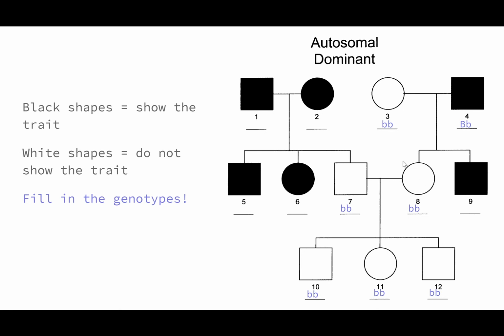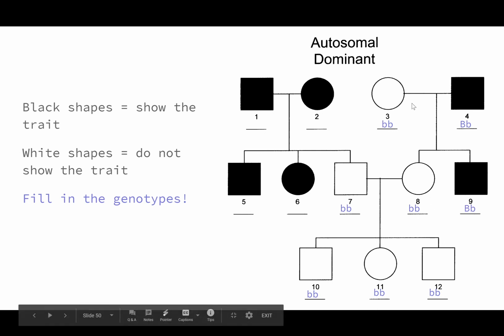Okay, all right, and then we can actually also do the same for individual 9, who is the other child in the family. Individual 9 shows the dominant trait, and it's got to get at least one little b from mom over here, because mom only has little b's to give. And then again, it's going to have to show the dominant trait by having at least one dominant allele. So individual 9 also needs to be heterozygous. All right, so we have this part of the pedigree filled out.